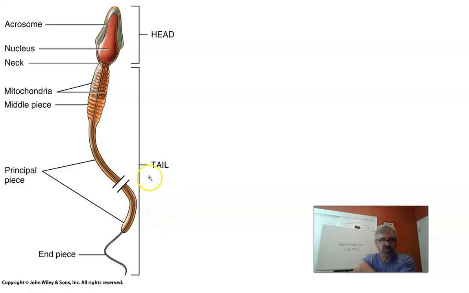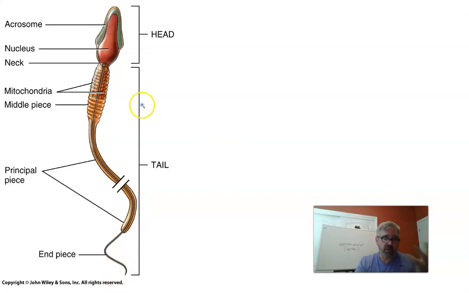So the tail consists of the following parts. You have the neck, which contains centrioles. You have the middle piece right here. The middle piece contains the mitochondria, which are there to provide ATP so this thing can move and basically swim upstream, kind of like a salmon. So it provides ATP for locomotion. And then you have the principal piece down here, the longest part of the tail. Then you have the end piece, which is the part that tapers down.